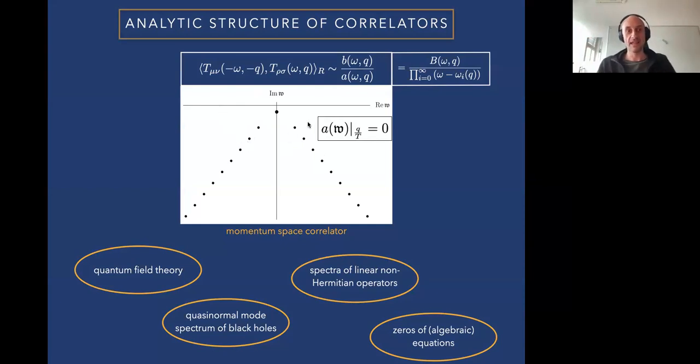So what do I mean by this? This is a typical plot of a correlation function, let's say of the energy momentum tensor. It's a two-point function of energy momentum tensors in momentum space, so it's in frequency omega, wave vector q space. I will often call q momentum. So this is for me momentum space.